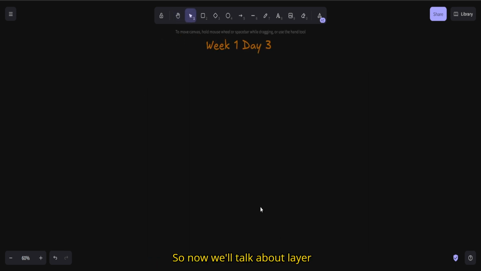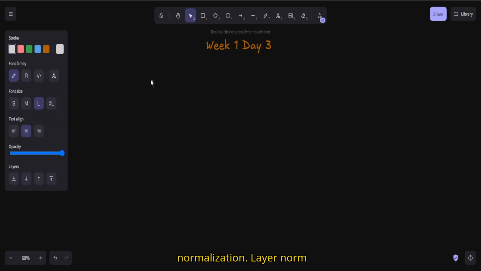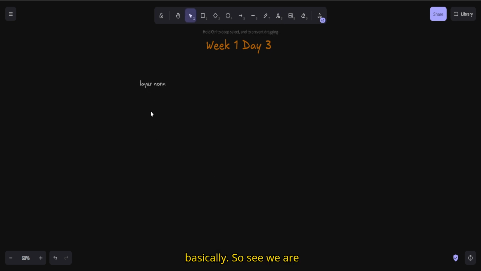So now we'll talk about layer normalization. Layer norm basics. See, we are teaching you everything separately, and in the last lecture we'll bring everything together to make the transformer. Now the layer norm, where will you find it in the architecture? It is written "Add and Norm". So that is the layer norm.